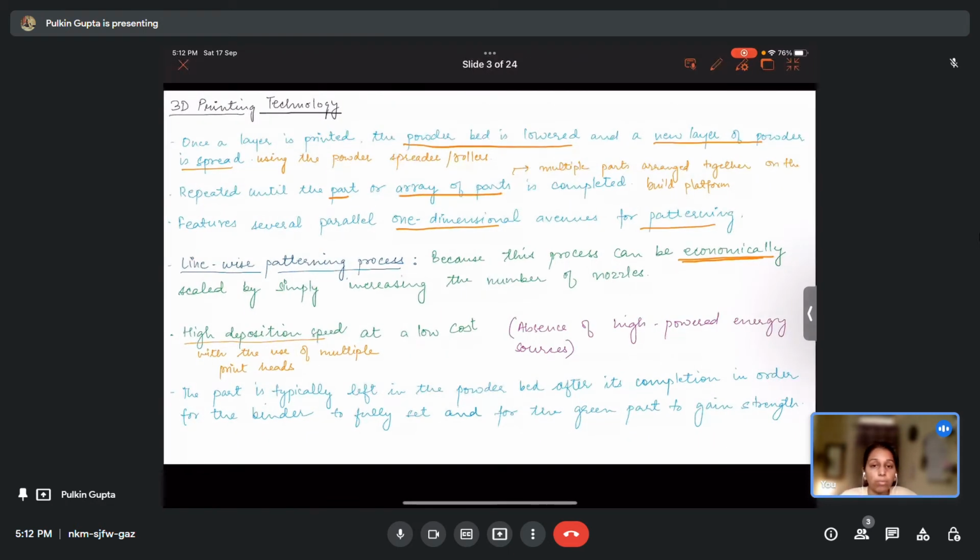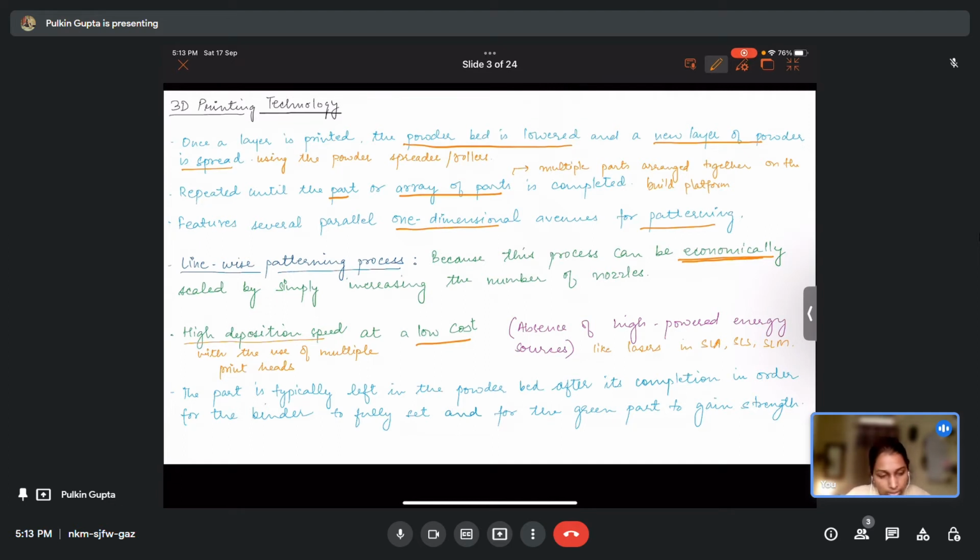And at a lower cost, because this particular process doesn't contain any high power energy sources like lasers, as in SLA or SLS or SLM. Lasers are high cost devices which cost a large amount of money. But in this, you don't need anything extra. There is just a simple nozzle and your drives. That can be a belt drive or a screw drive. So it is an economic process. The machinery itself doesn't cost much.